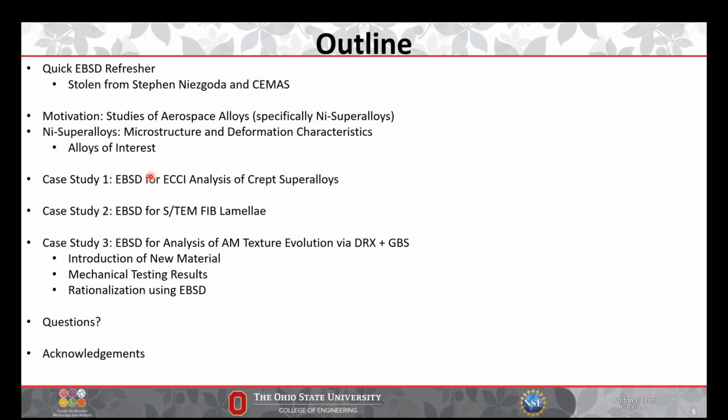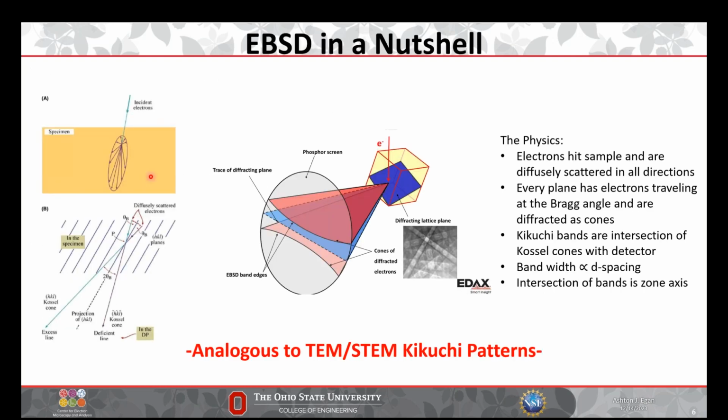So without further ado, I'll dive into it here. So what is EBSD in a nutshell, right? So essentially here, what we're doing is shooting an electron beam down at our sample, our specimen, and these electrons are inelastically scattered throughout the specimen.